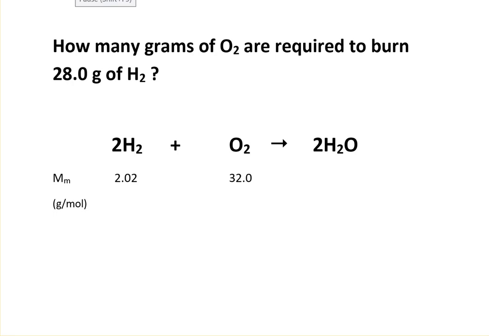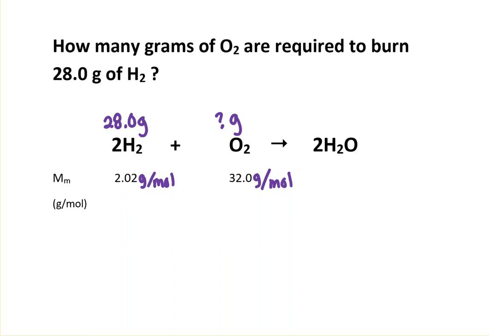Here's a basic stoichiometry problem. I've been given an amount of one reactant, and I'm asked for how many grams of another reactant. So it's good to kind of label that. The molar masses for these substances are already there for you, but you need to remember that this is grams per mole. Know how the units are with these as we use them.